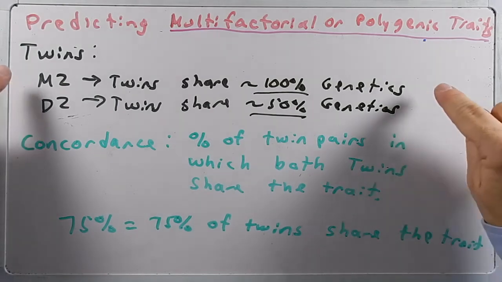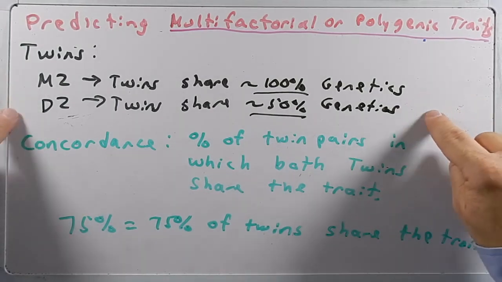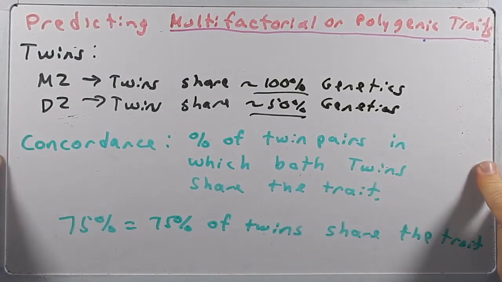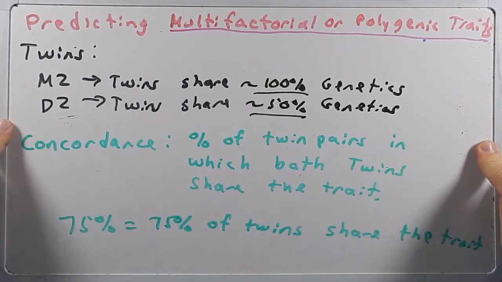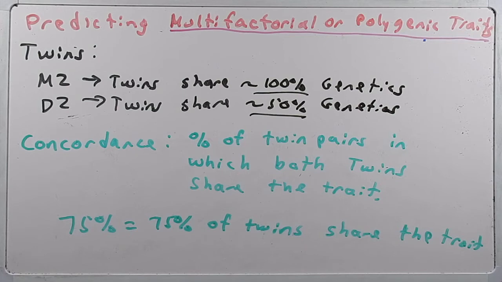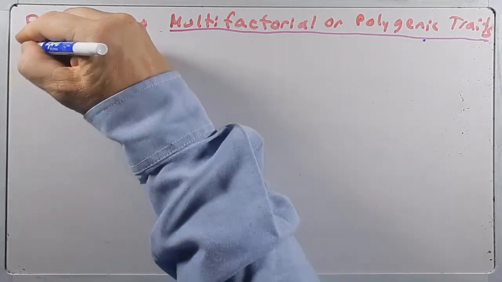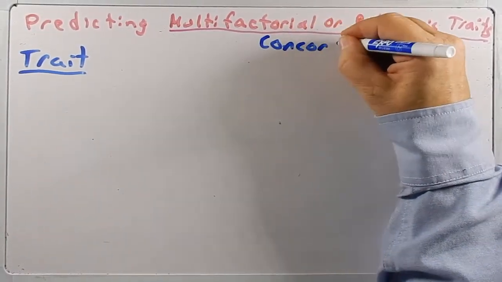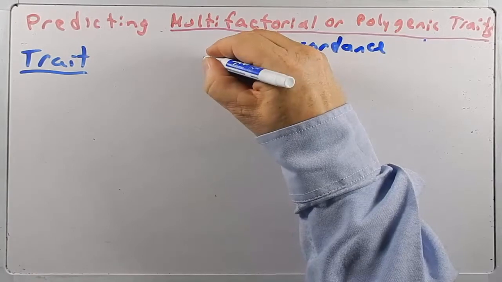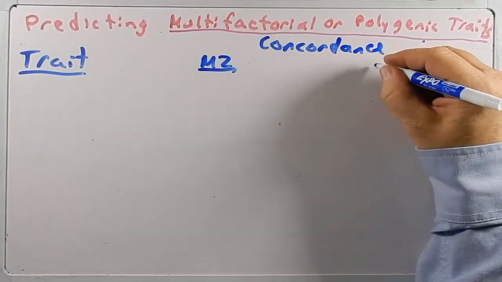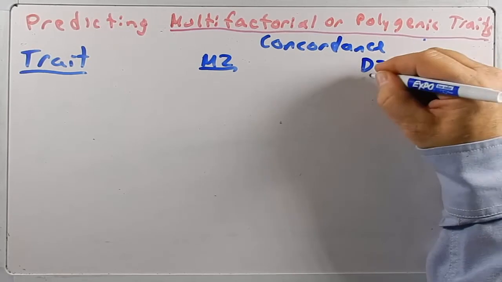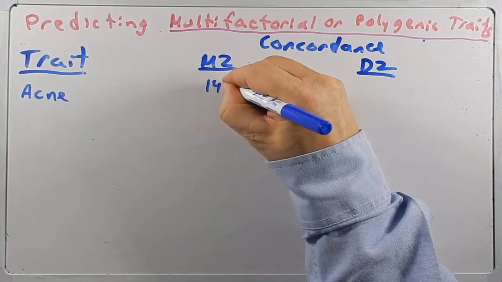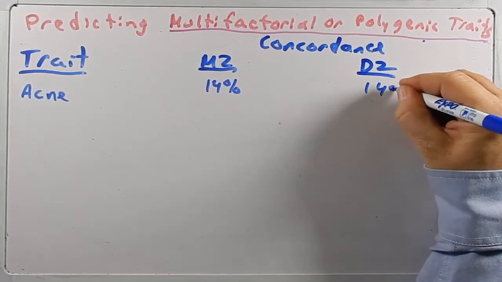And what geneticists will do is they will study monozygotic twins and dizygotic twins and compare the concordance value for particular traits. So what I'd like to do now is just go over some of these data and talk to you about how we can make these predictions. So over here, I'm going to put trait, and over here, I'm going to show you the concordance values for monozygotic twins, remember the identical twins, and dizygotic twins, the fraternal twins. Acne is one of the traits. The concordance value for monozygotic twins is 14%, and for dizygotic twins, it's 14%.